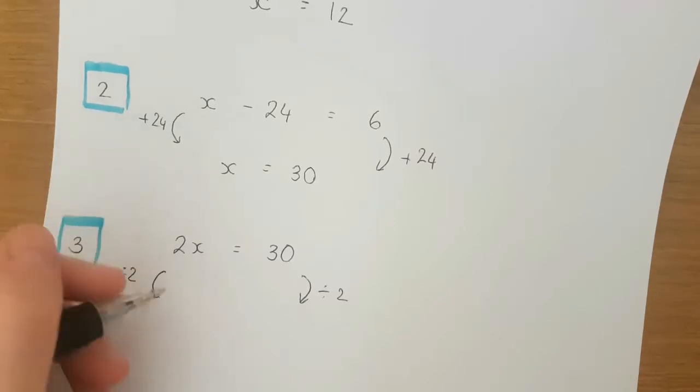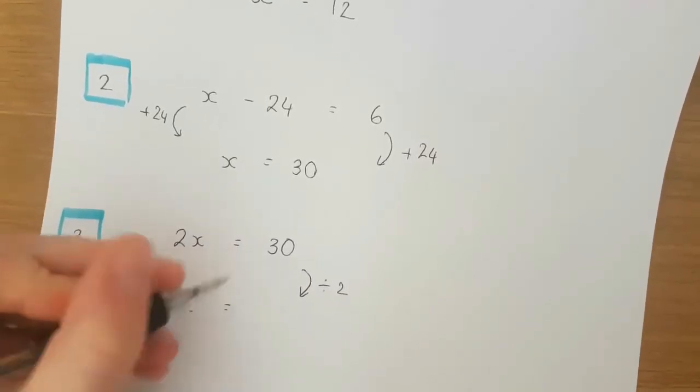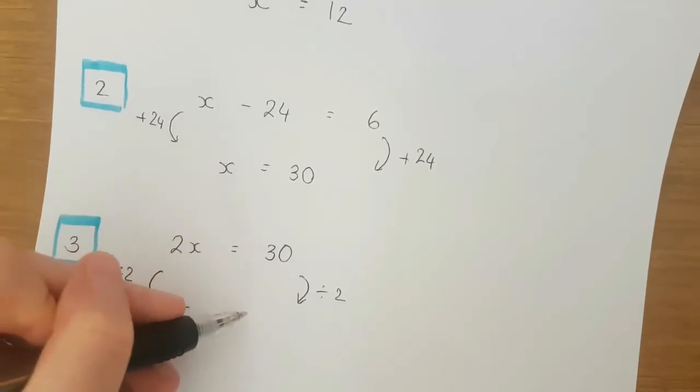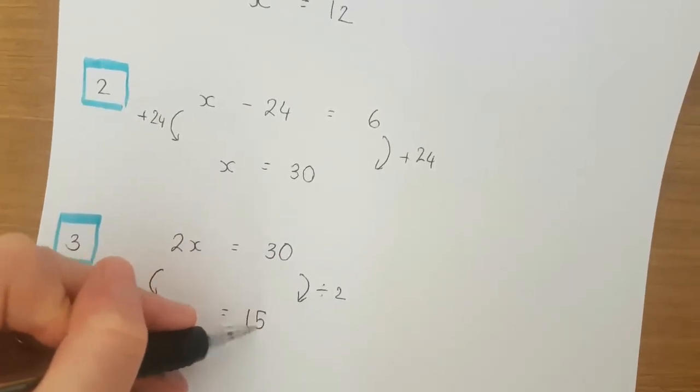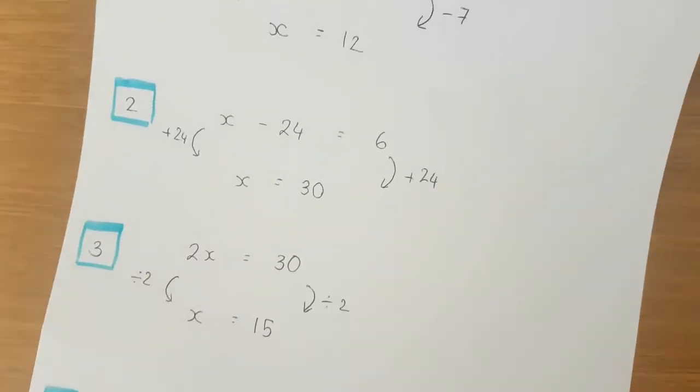So when I divide this side by 2, I just get x on its own, because I'm taking away that multiplied by 2, and 30 divided by 2 is equal to 15. And I've solved this because I've got x is equal to 15, x is on its own.